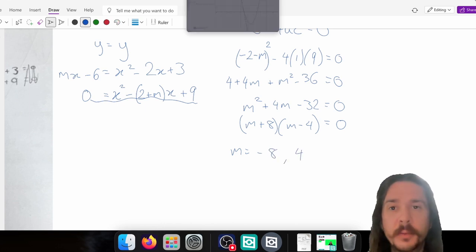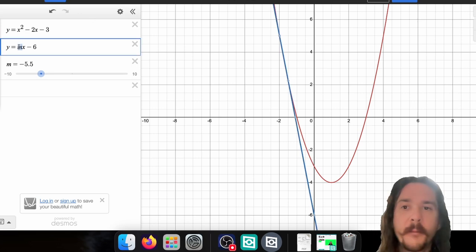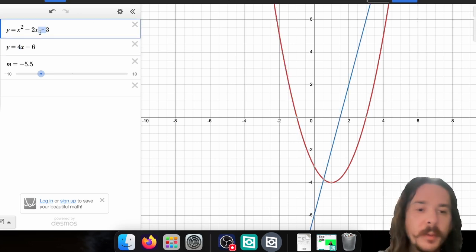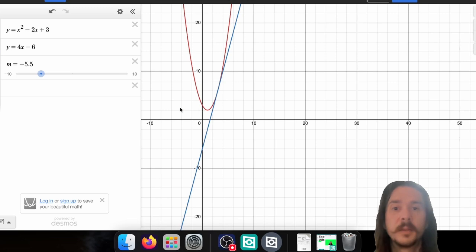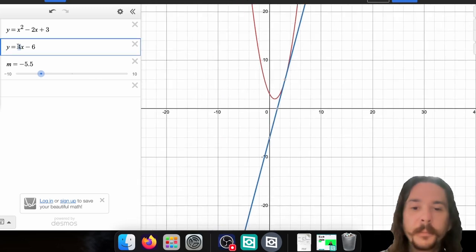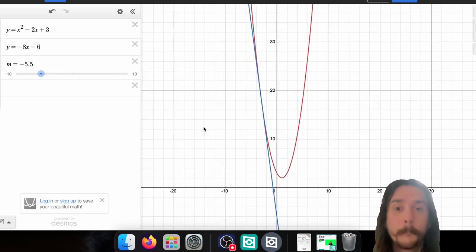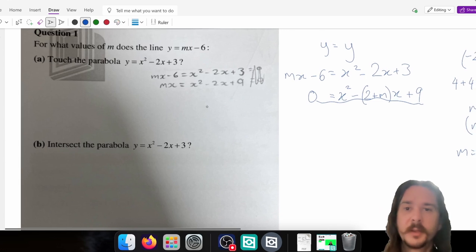So let's just check that real quick. If I make m 4, and hold on, I need to put that back where it was. There we go. It really does appear to touch it just once. What if I make m equal to negative 8? And there's the other side. Perfect. So that's our answer for A. m equals negative 8 or 4.